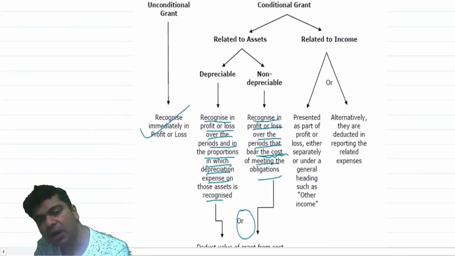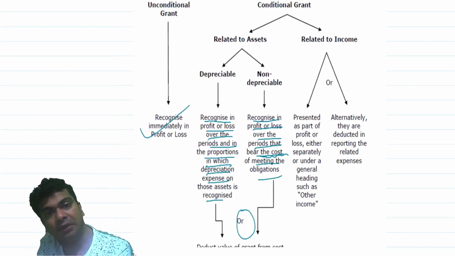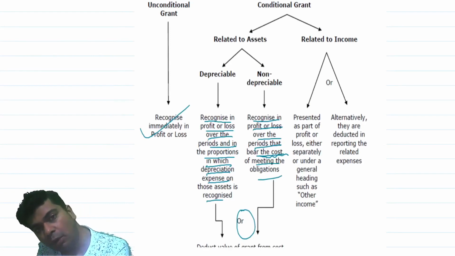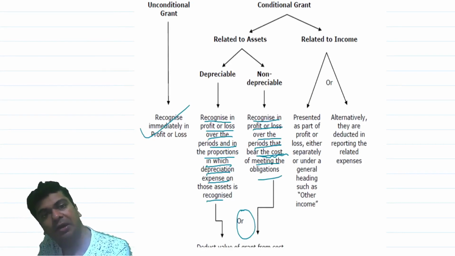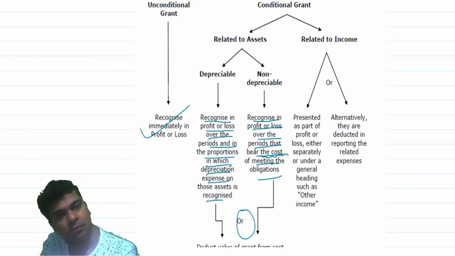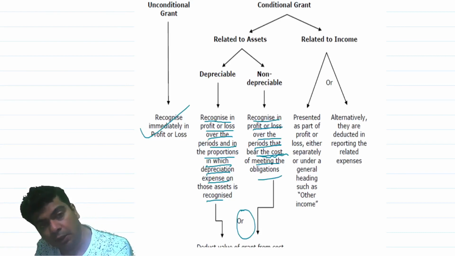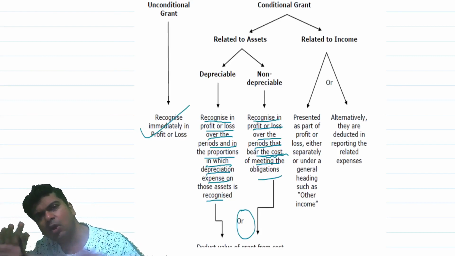Yes, conditional grants can also be related to income. What does that mean? There might be certain expenses which the government is ready to compensate. That's what we call a government grant related to income. Let us say certain salaries that you are paying, a part of that salary is going to be borne by the government. Let's say it's an elaborate government scheme.